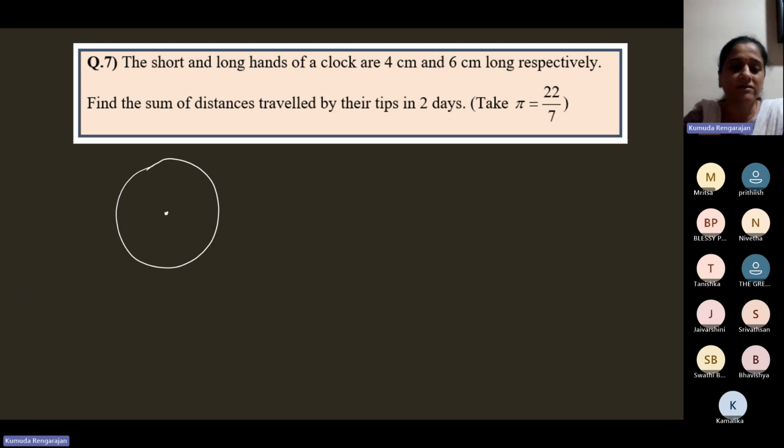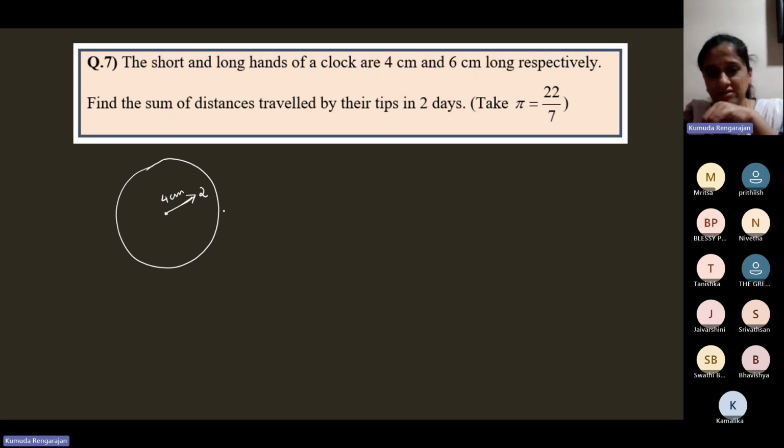Okay, hour hand, 4 centimeters. Now the hour hand is now at 2. Say now it's 2 in the afternoon. Now it's 2 in the afternoon. Okay.